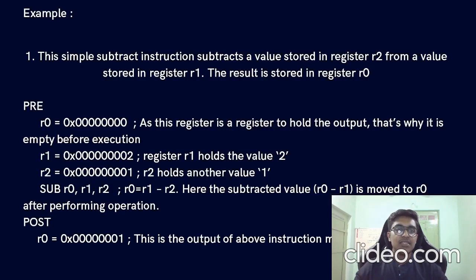Example: this simple subtract instruction subtracts a value stored in register R2 from a value stored in R1, where the result is stored in register R0. R0 has the value 0, R1 has the value 2, and R2 has the value 1. SUB R0, R1, R2, where the result is stored in the register R0, which is 1 as the total.